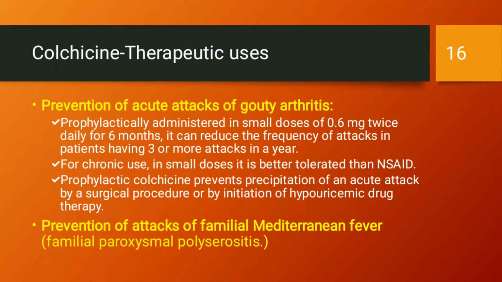For chronic use in small doses, it is better tolerated than NSAIDs. NSAIDs have other adverse effects that we listed in yesterday's lecture. So for chronic use we can use colchicine when compared to the NSAIDs. Prophylactic colchicine prevents precipitation of an acute attack by a surgical procedure or by initiation of hypouricemic drug therapy. The next therapeutic use is prevention of attacks of familial Mediterranean fever, that is familial paroxysmal polyserositis. In this condition also we can use colchicine.